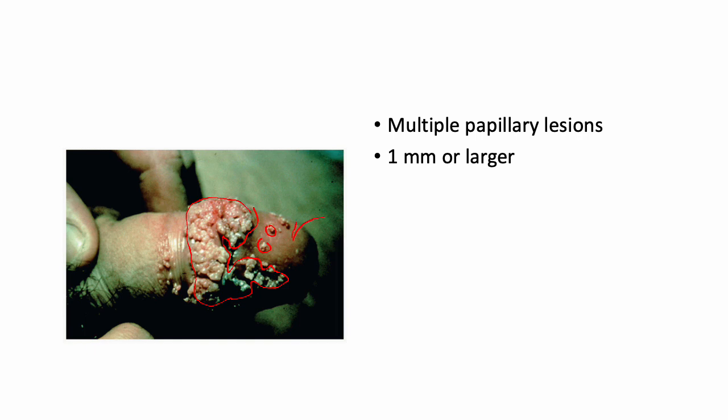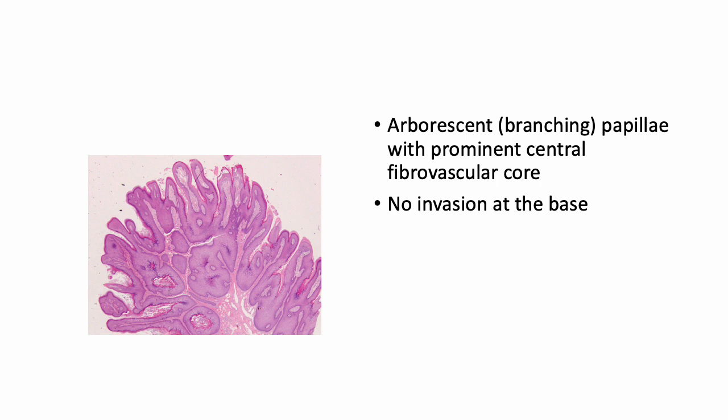So this part here is the glans penis. This is the shaft of the penis. Alright. So this is the glans penis, the head of the penis. Then this is the shaft of the penis, so the stem of the penis. So usually grossly 1 millimeter or larger. So if you take a biopsy from that, you can see there's arborescent or branching papillae with a prominent central fibrovascular core. So it's just the same as verruca vulgaris kind of features.